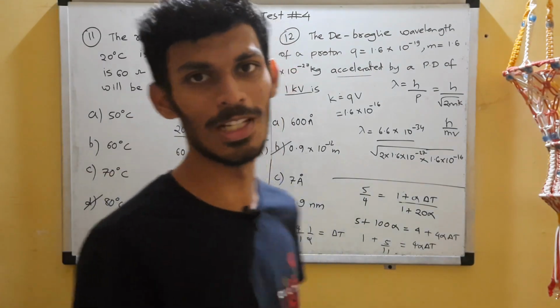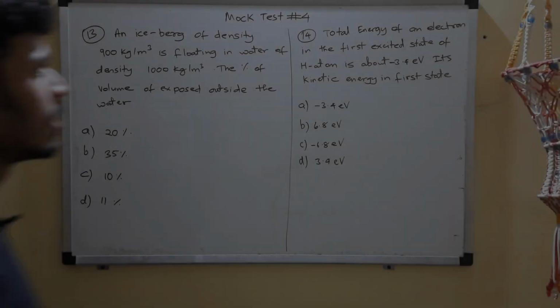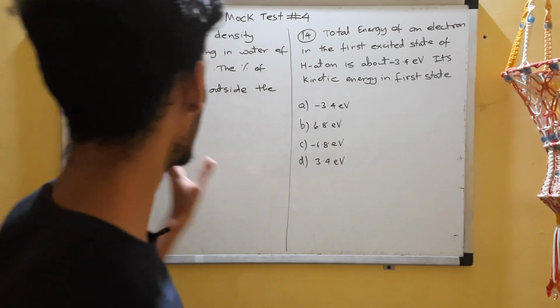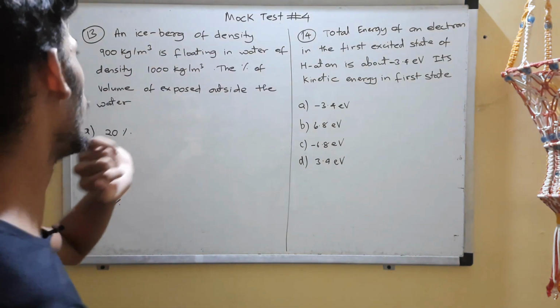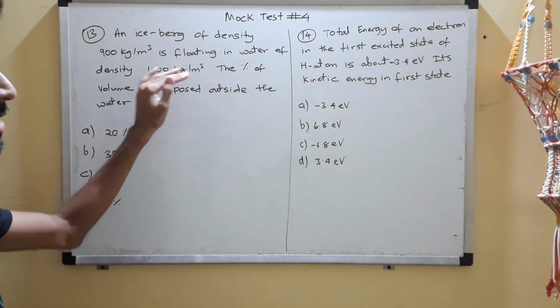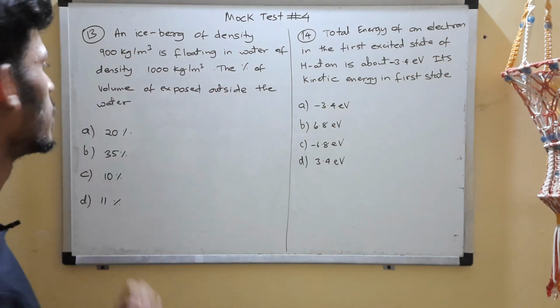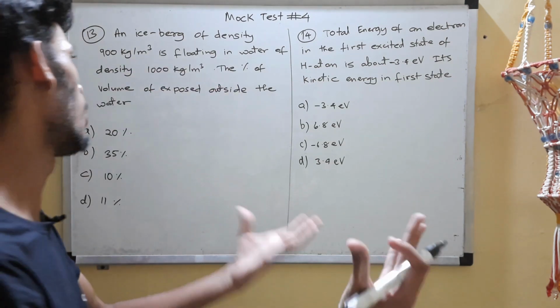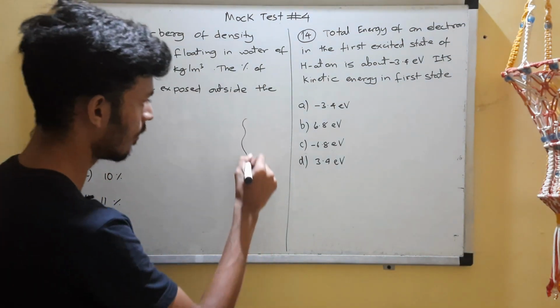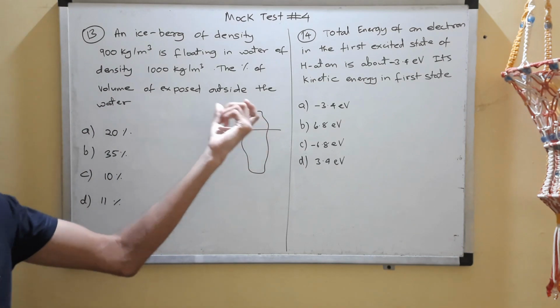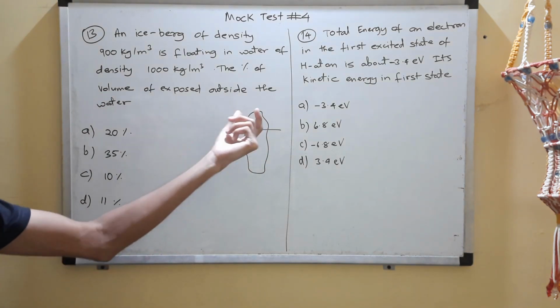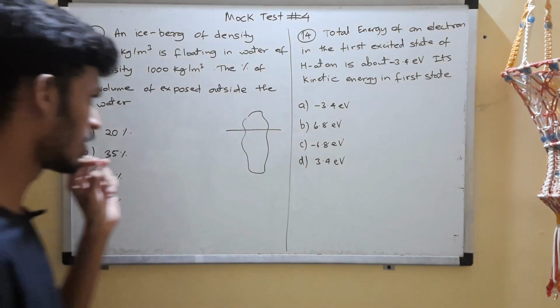Let's move to the next question now. 13 and 14 over here. In question 13, we have an iceberg of density this, which is floating in water of density this. This is the density of water. You are supposed to tell the percentage of volume which is exposed outside water. Okay, so suppose we have an iceberg like this. Some portion of it is exposed. So you are supposed to tell the percentage of volume which is exposed outside.